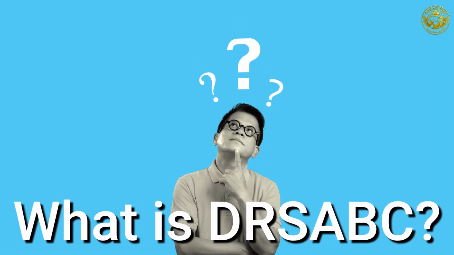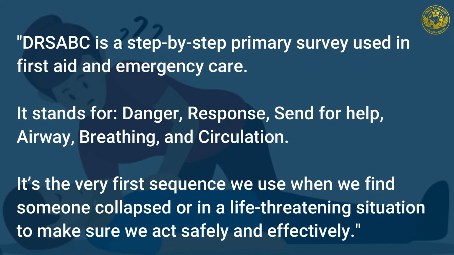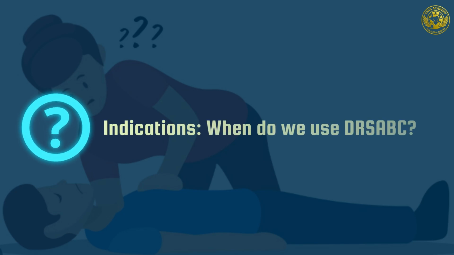What is DRSABC? DRSABC is a step-by-step primary survey used in first aid and emergency care. It stands for Danger, Response, Send for help, Airway, Breathing, and Circulation. It's the very first sequence we use when we find someone collapsed or in a life-threatening situation to make sure we act safely and effectively.